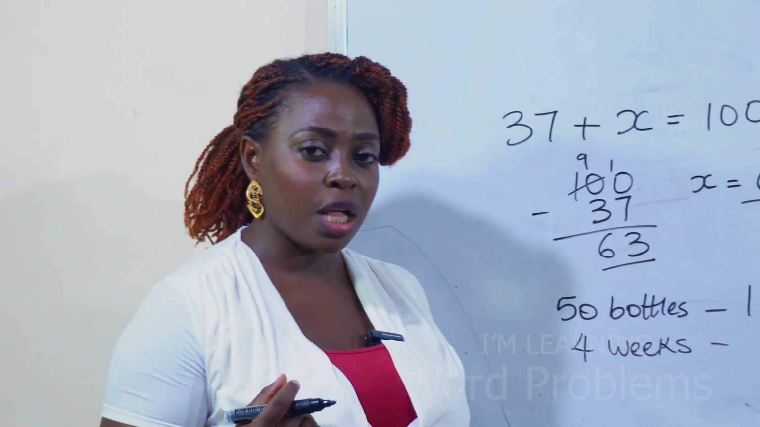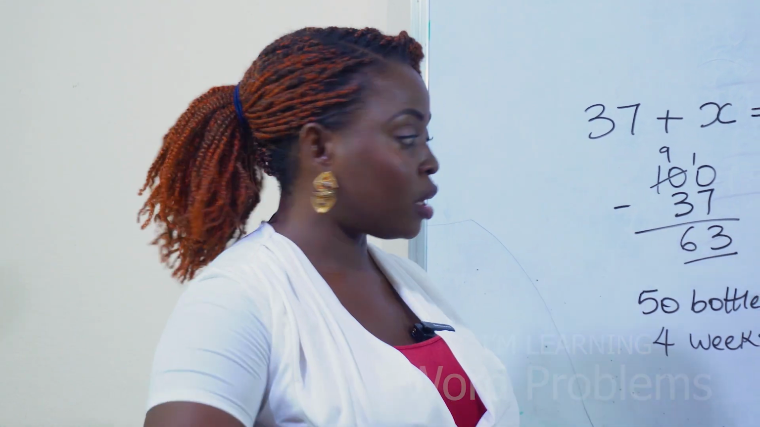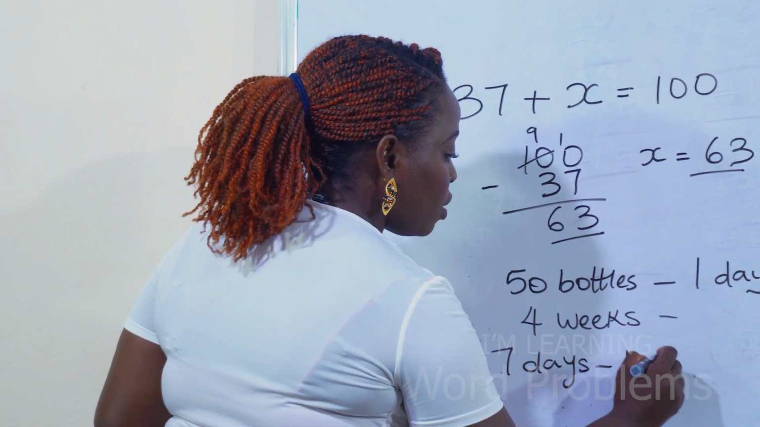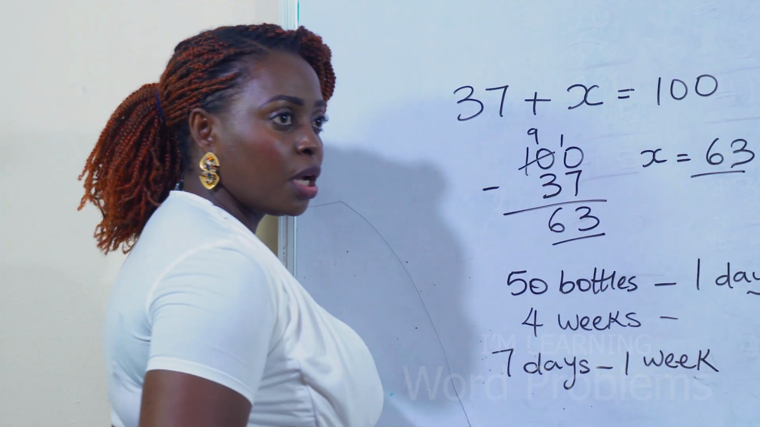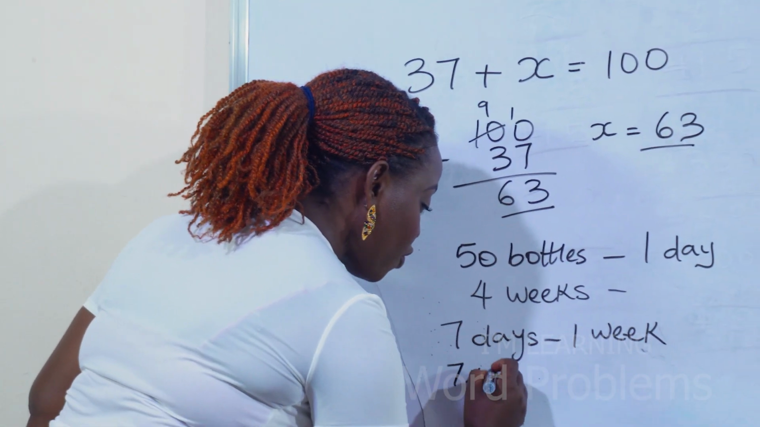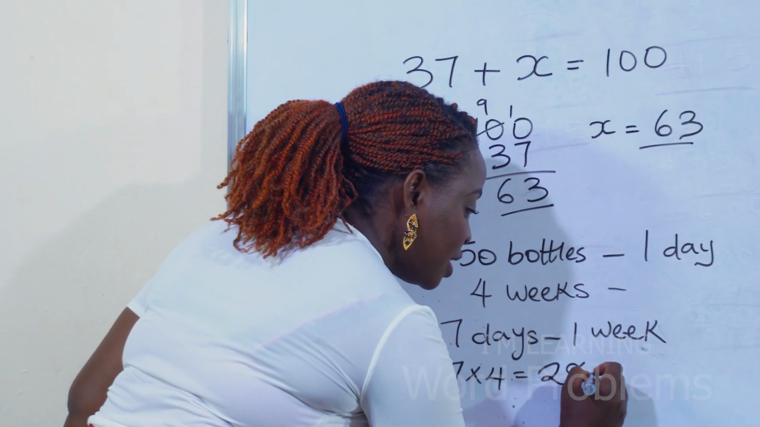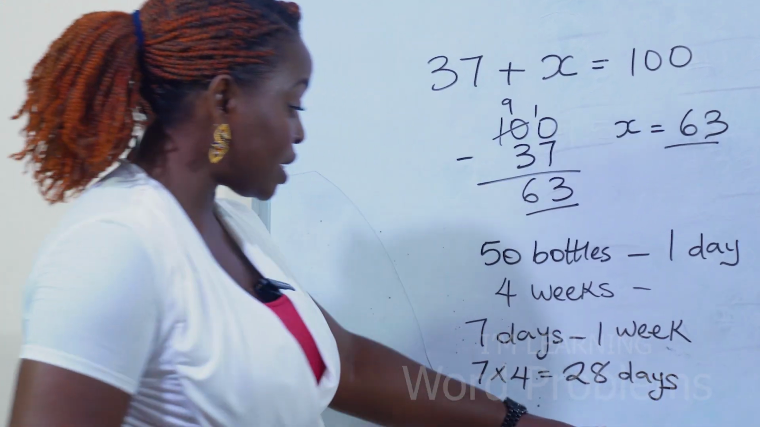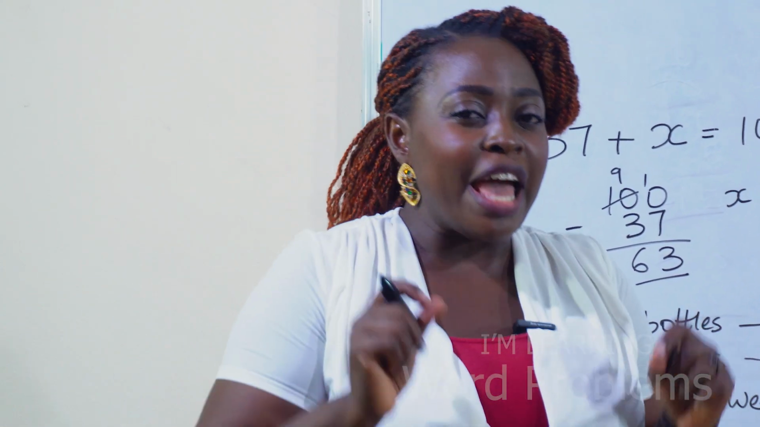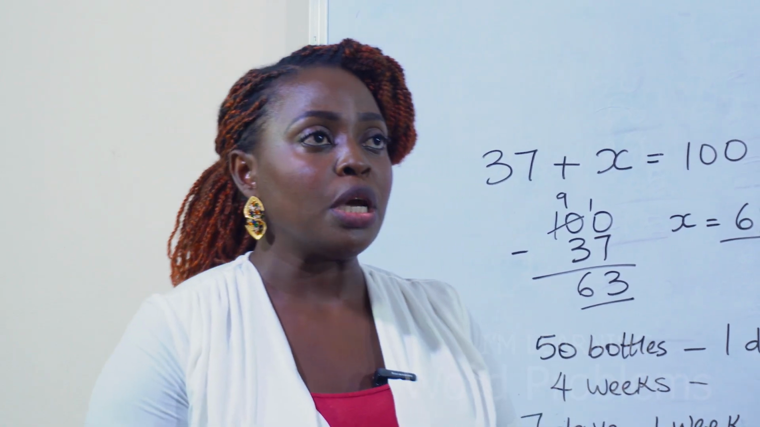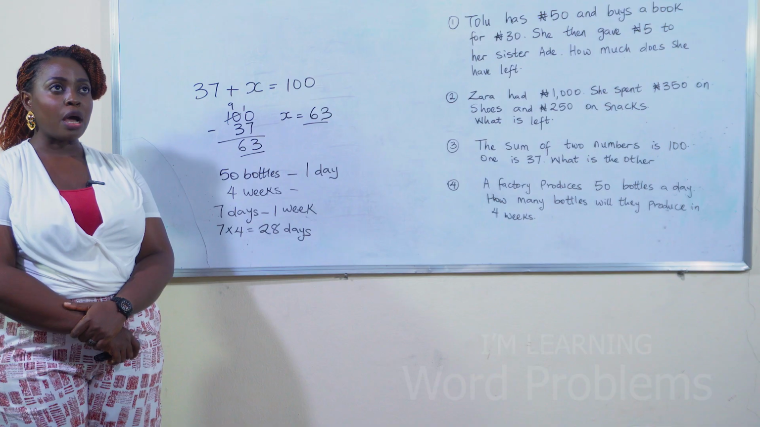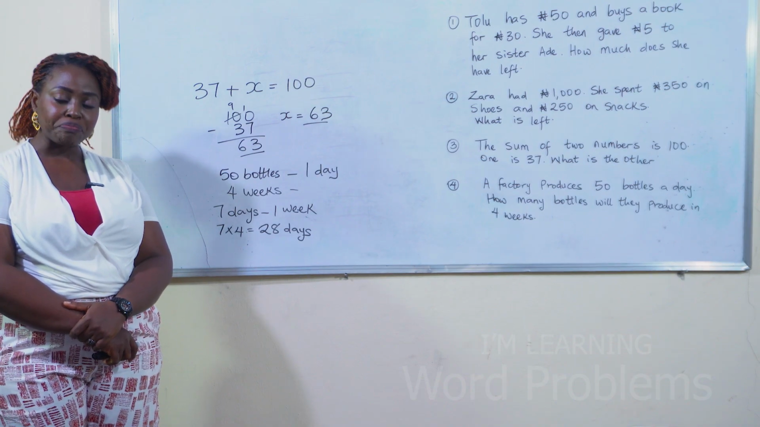Let's back up a bit and think. How many days are in 1 week? We have 7 days in 1 week. So if I have 7 days in 1 week, how many days will I have in 4 weeks? I'm going to have 7 times 4, which is 28 days. So I'm going to have 28 days in 4 weeks. So now that we know the number of days in 4 weeks, and every day 50 bottles are produced, how do I calculate how many bottles are produced in 4 weeks?